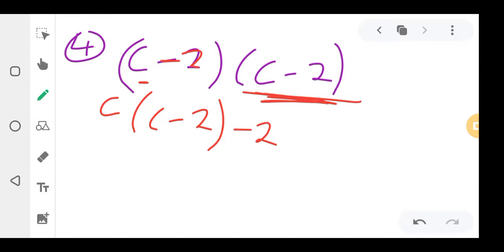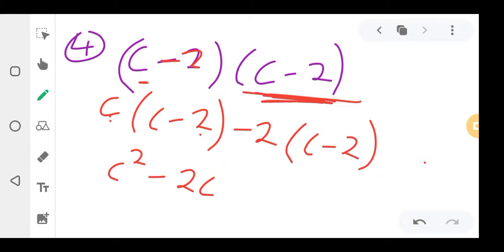Again, you pick this again, and you write it again at the end, (C − 2). You pick the first letter times everything in the second bracket. You put the second, negative 2, times everything in the second bracket. C times C, C squared, minus C times 2, it is 2C. Negative 2 times C is negative 2C.